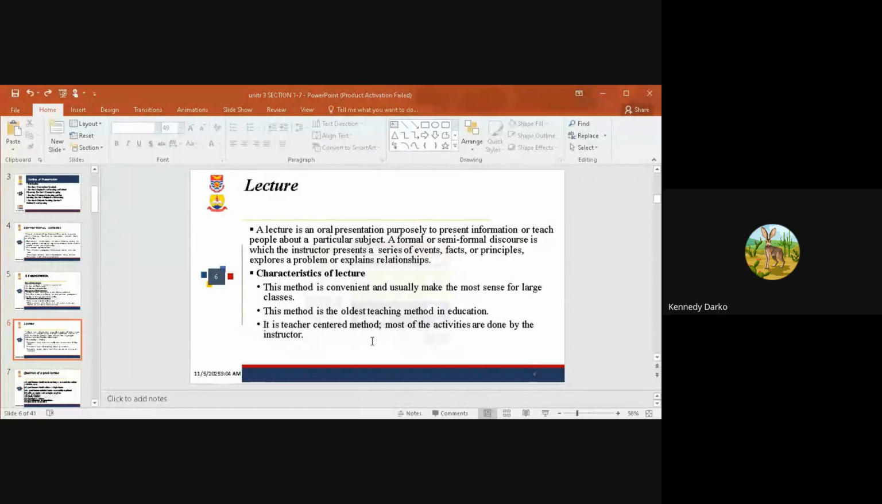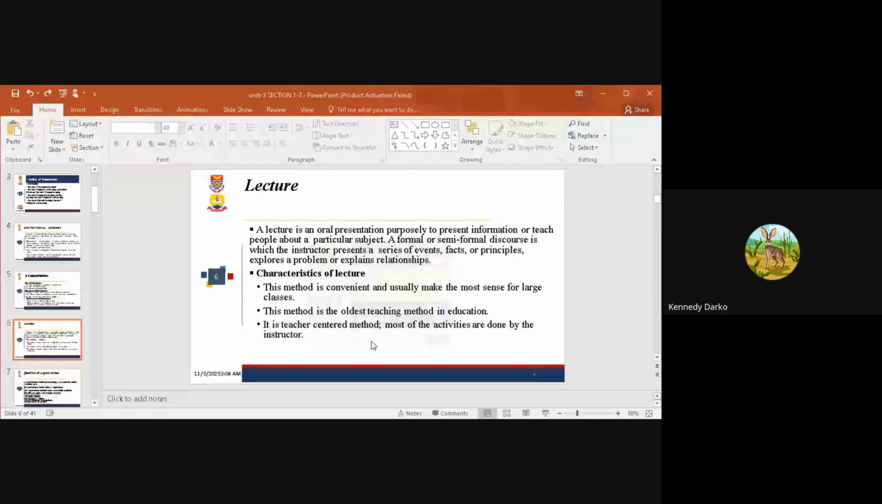Now, let's look at the lecture method, just as we are doing. The lecture method has to do with oral presentation. Why is that? We are just giving information to you or teaching people about a particular subject. So we have the formal and semi-formal discourse, where the instructor presents a series of events, facts, or principles, explores a problem or explains relationships. And so we are using the lecture method to go through all this.